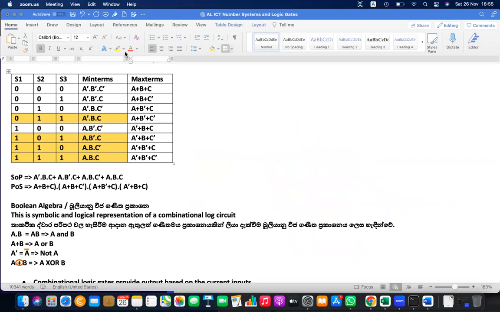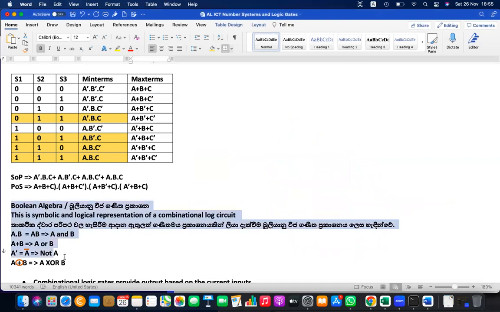Okay. Next question. No, not next question. Please write down this part. Boolean algebra notation, representation. This is a symbolic representation. So whatever happened in logic gates, we are representing symbolically. So A dot B or AB is representing A and B. A plus B is representing A or B. A dash or A hyphen or A bar is representing not A. And A plus with a circle, then B, is A XOR B. These are the symbols. And using that, we are going to write down the Boolean expressions now.